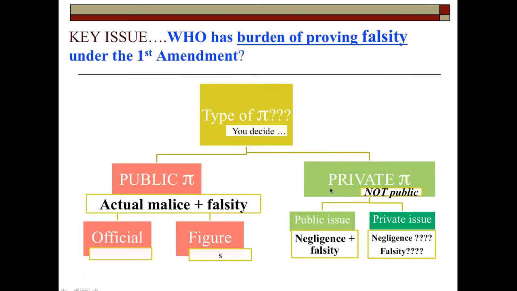Who has to prove falsity? The Constitution requires certain plaintiffs to prove falsity. Which ones? Public plaintiffs, i.e. public officials and public figures, have to prove falsity. Equally, a private plaintiff, if they're suing on a matter of public importance, also has to prove falsity. It is not constitutionally required that a private plaintiff, if they're suing about a private matter, for instance, what time they got home at night or what they ate for lunch, prove falsity.